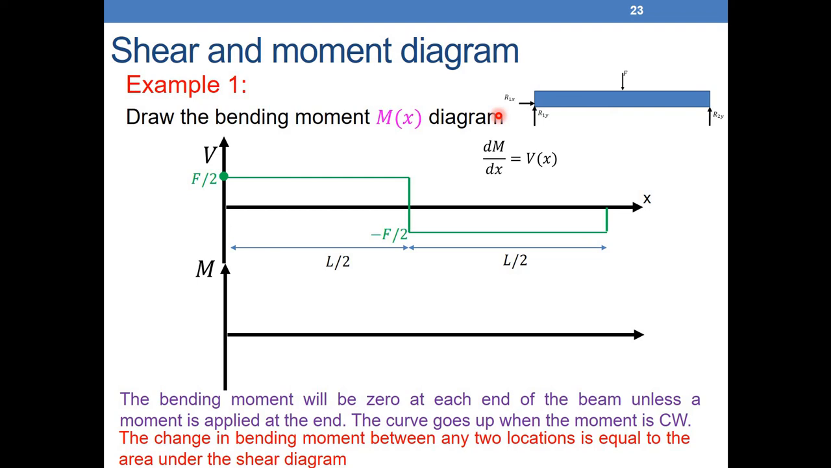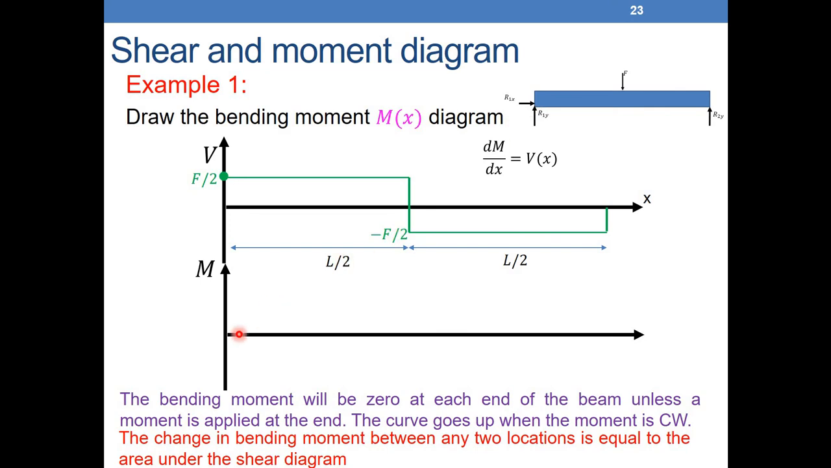Here we need to use two concepts. The first one comes from this relation here: the bending moment will be 0 at each end of the beam unless a moment is applied at the end. The curve goes up when the moment is clockwise. Here in our beam, do we have any moment applied at the end?